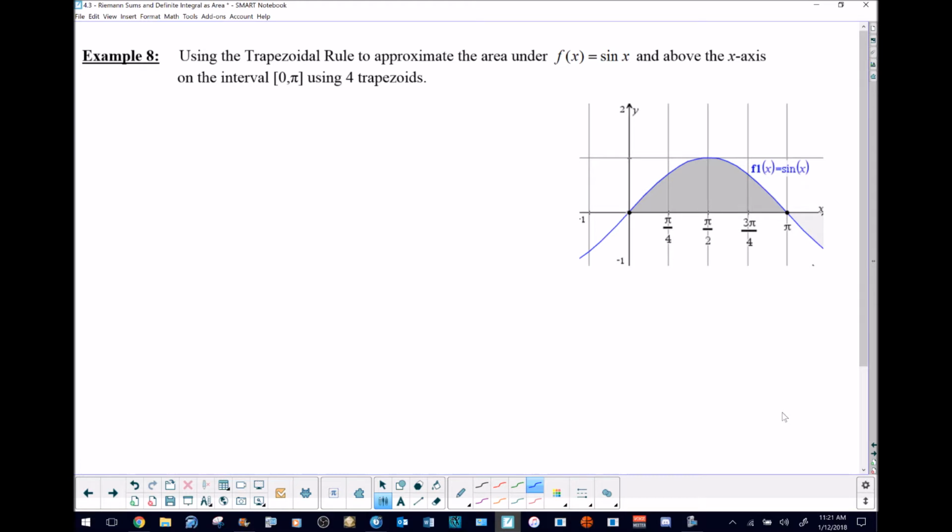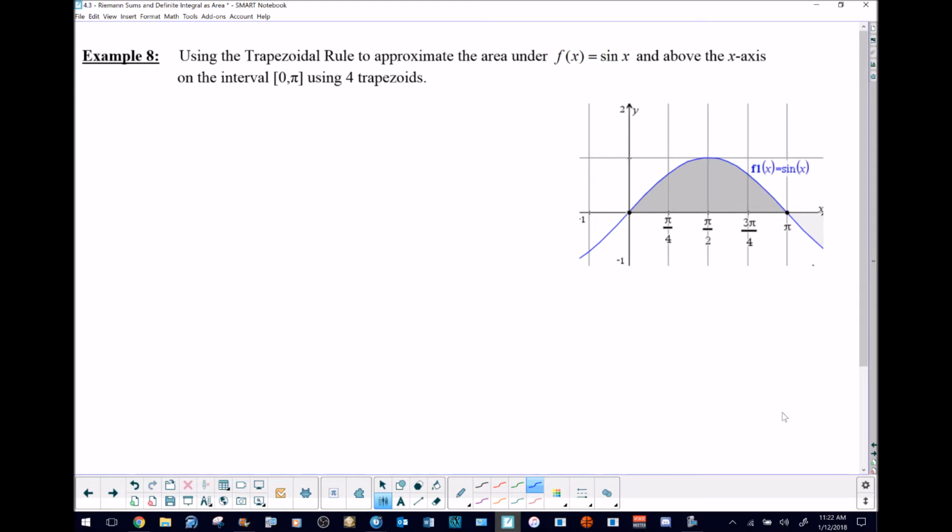The Example 9 video, if you're watching outside of Avon, is on my channel, and it's entitled something along the lines of the trapezoidal sum with unequal partitions. But in this particular example, we're going to use the trapezoid rule to approximate the area under the function f of x equals sine of x and above the x-axis on the interval 0 to pi, and we're going to use 4 trapezoids.